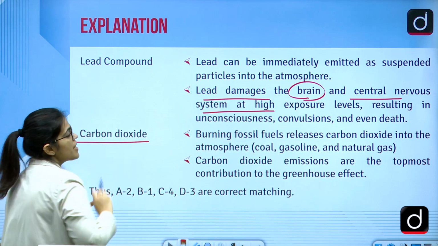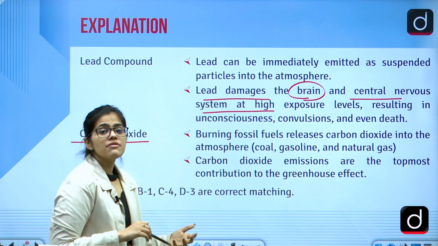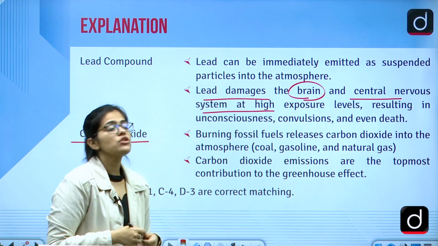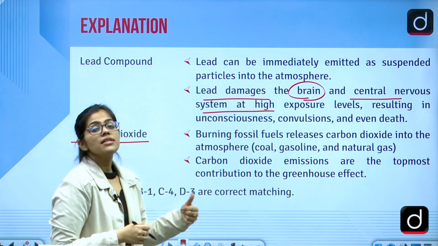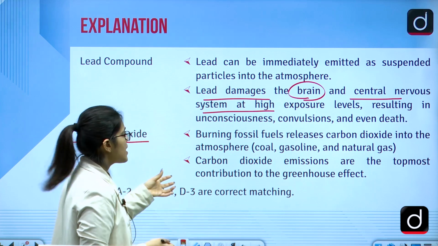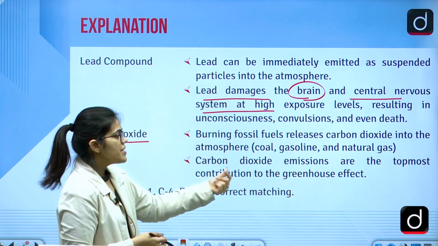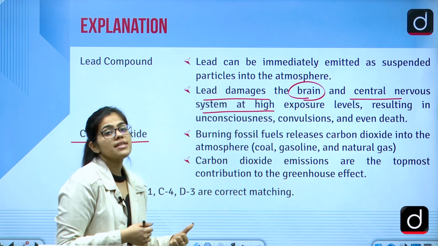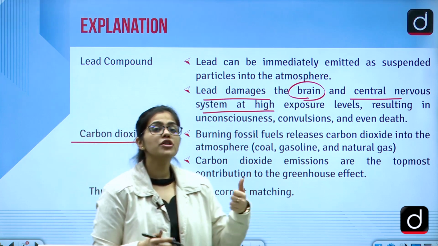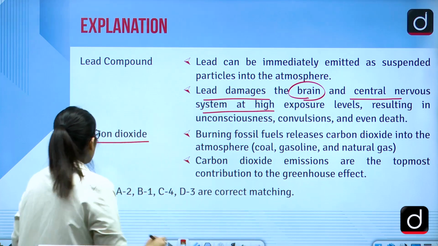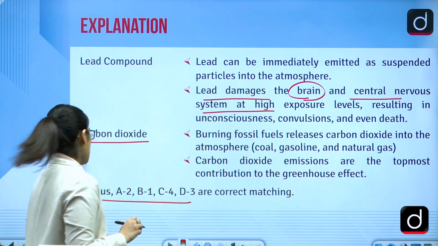Then we have carbon dioxide. So burning of these fossil fuels or the incomplete combustion of the fossil fuels can cause the release of the carbon dioxide. So we see that this carbon dioxide is emitted, and this carbon dioxide becomes the topmost contributor to the greenhouse effect. Right? So this becomes your correct answer.